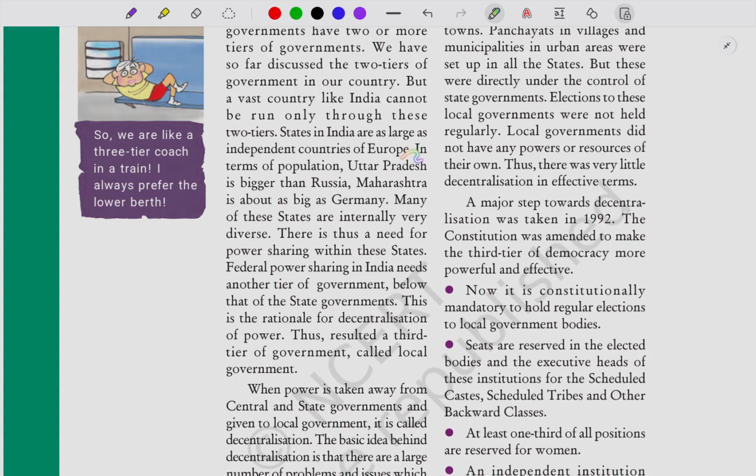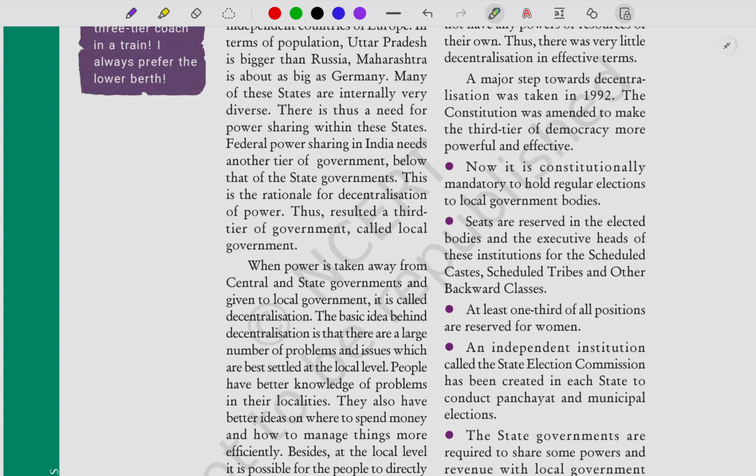So I read it again and it says in terms of population, which I completely missed. Uttar Pradesh is bigger than Russia in terms of population. Okay, I should have noted that. Maharashtra is about as big as Germany in terms of population. Many of these states are internally very diverse. There is thus a need for power sharing within these states.